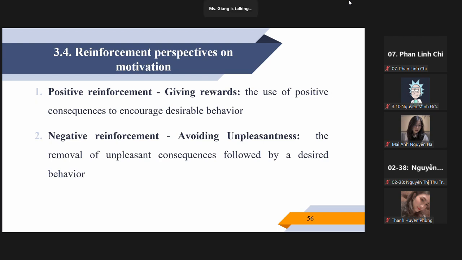The second one, negative reinforcement, or avoiding unpleasantness. In this case, we will remove unpleasant consequences followed by a desired behavior. For example, if you behave properly in the class, I will not get angry, I will not nag you, I will not give you the strict rule, so I remove the unpleasantness.